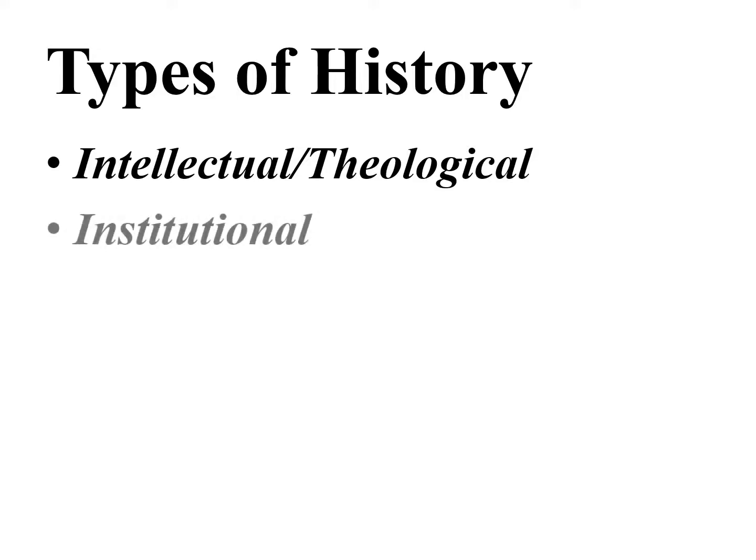Another type of history or approach might be called institutional history. This approach is primarily concerned with focusing on particular denominations or sects. So this type of historian will spend their time examining how an institution operated, what it did, how it changed over time, how it compared to contemporary institutions.